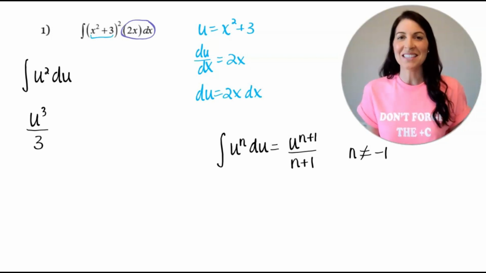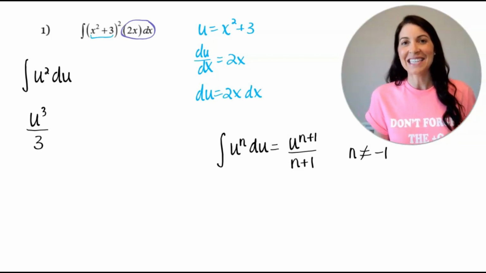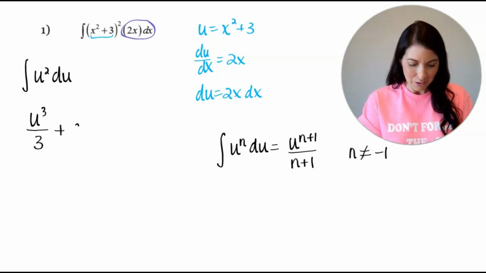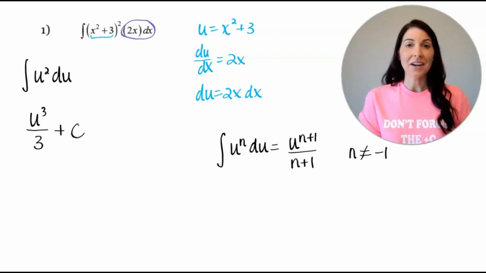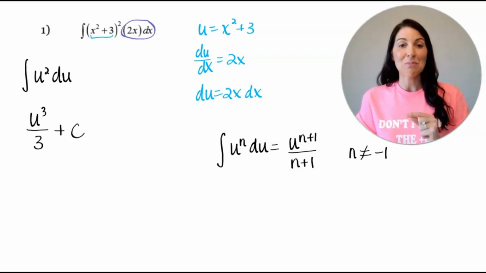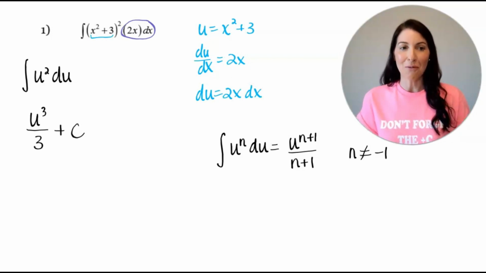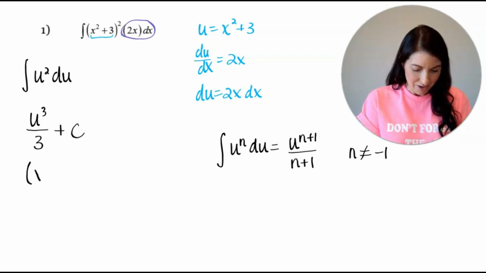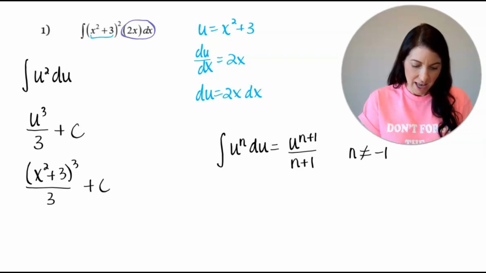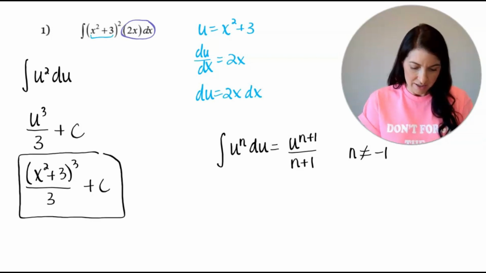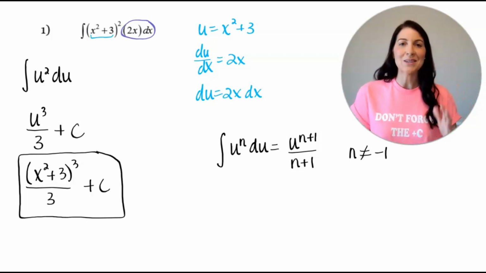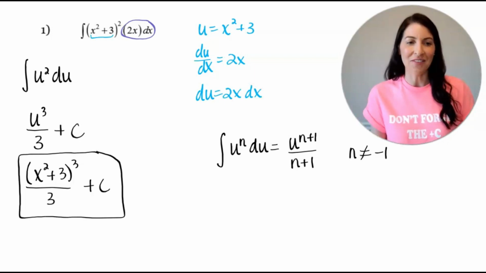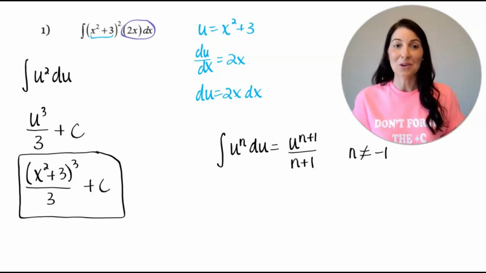Don't forget that plus c whenever you are finding an indefinite integral. So let's include our plus c, and then our final answer substitutes back in our x squared plus 3 for our u. And my final answer then will be (x squared plus 3) cubed all over 3 plus c. And I do know that there are various ways that you can write this final answer. Some may write a 1/3 out in front and then have (x squared plus 3) cubed. All right, moving on to number 2.